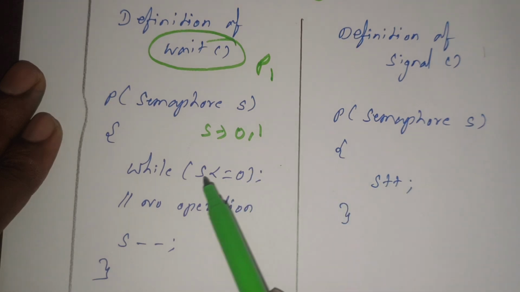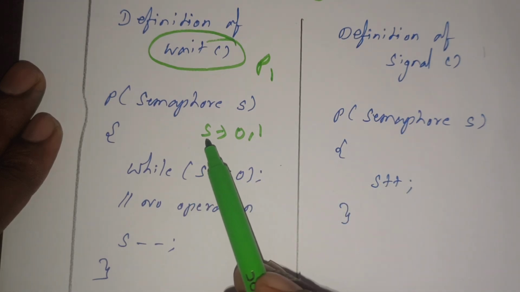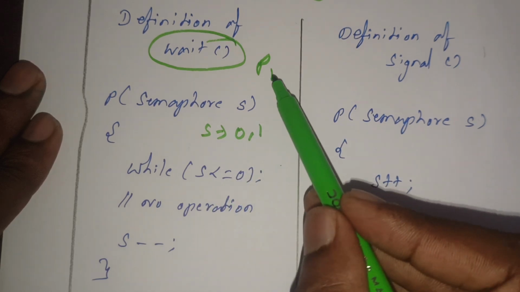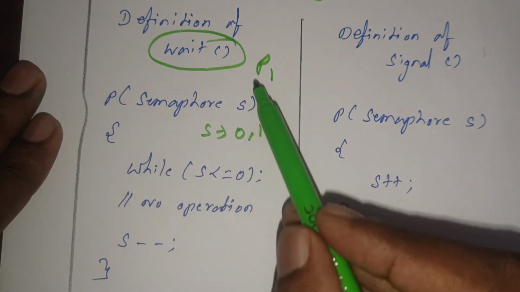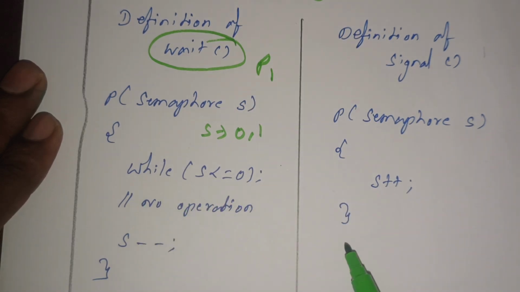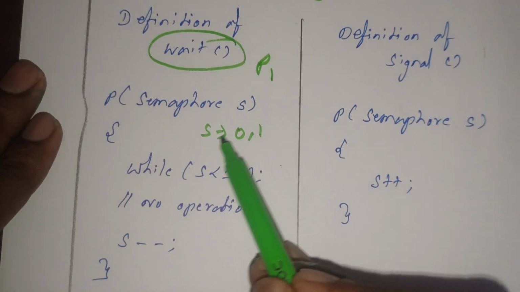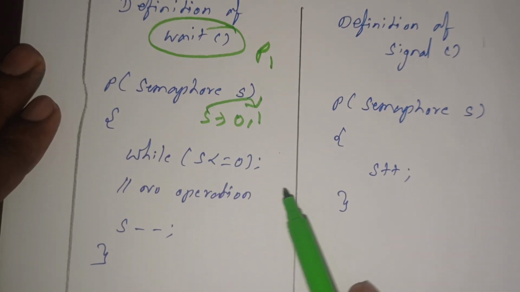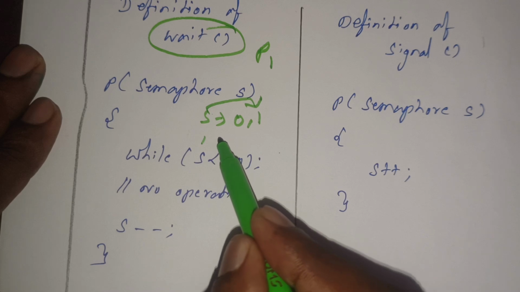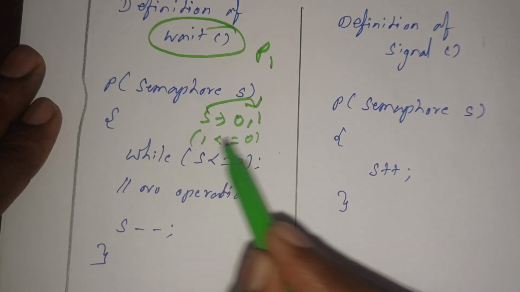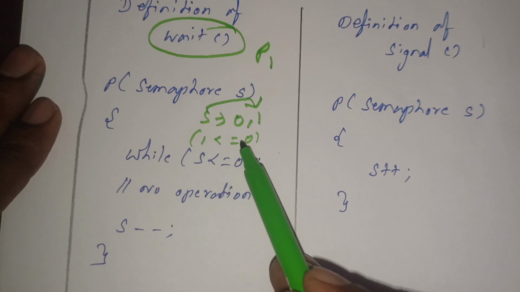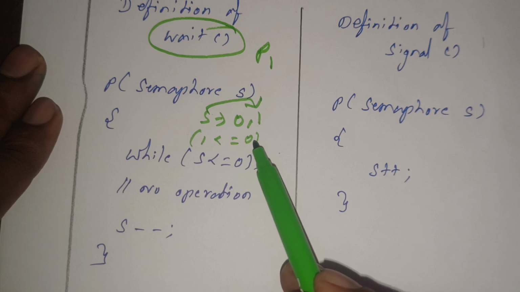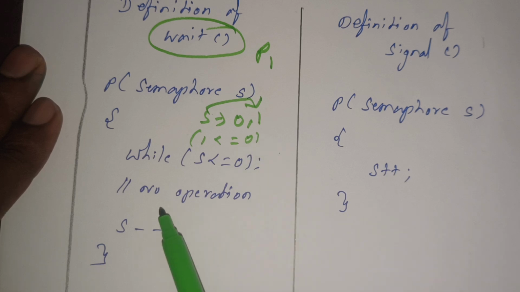That means P1 is testing whether S is either 0 or 1. If the S value is 0, P1 cannot enter. That means some process is already inside this critical section, right? Say, for example, P1 is testing that and finds that the S value is 1. Then the check is 1 less than or equal to 0, so the condition is false, right? 1 is not less than or equal to 0; 1 is actually more than this value. So if the condition is false, it will break this while loop.